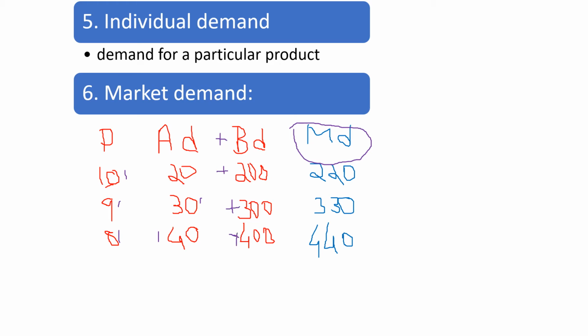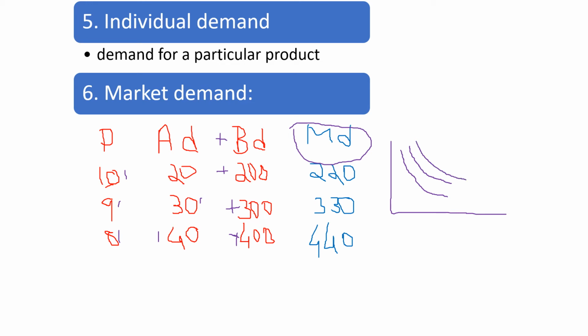That is 20 plus 200, 220 for 10 rupees. Now 30 plus 300, 330, that is for 9 rupees. Now 40 plus 400, that is 440, that is for 8 rupees. Now if you want to draw a demand curve, what will happen? There will be 3 demand curves. Why ma'am 3 demand curves? Because for A's demand 1 demand curve, for B's demand 1 demand curve, for market demand another 1 demand curve.